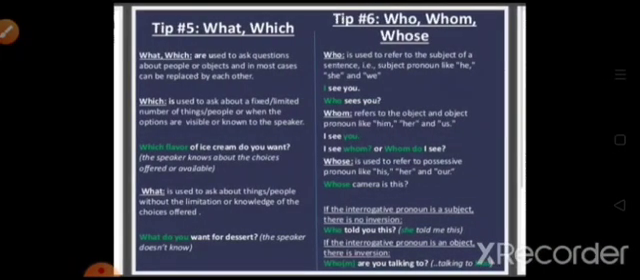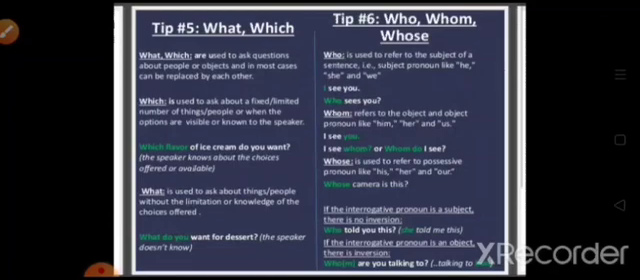Now tip number 5 is what and which. How can we use what and which? What and which are used to ask questions about people or objects, and in most cases can be replaced by each other. And which is used to ask about a fixed or limited number of things, people, or when the options are visible or known to the speaker.